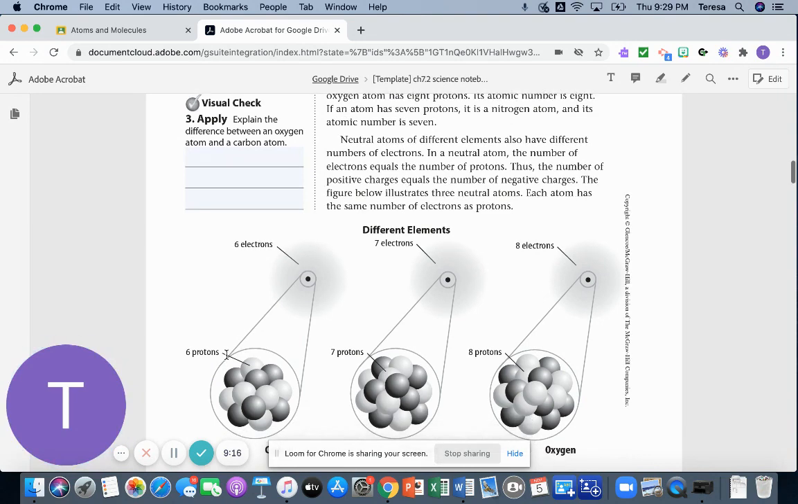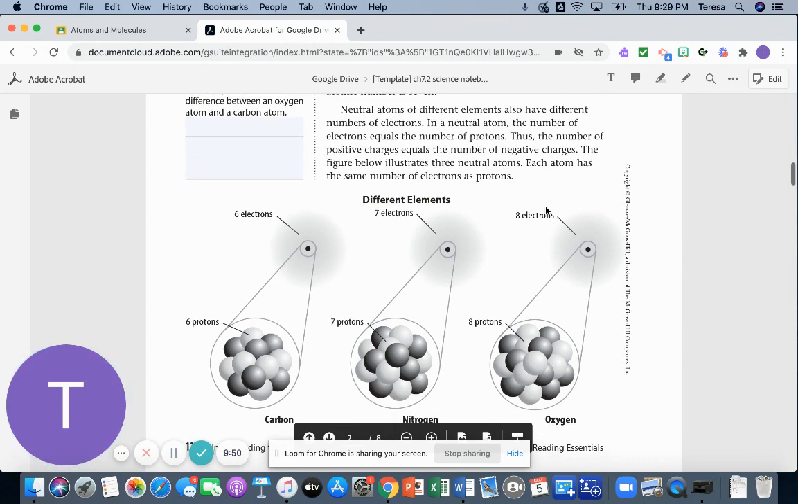Then we're moving along to talk about neutral atoms. Neutral atoms of different elements also have different numbers of electrons. In a neutral atom, the number of electrons equals the number of protons. That's super important. Thus, the number of positive charges equals the number of negative charges. Protons are positively charged, electrons are negatively charged. So if the number of electrons and protons is equal, those charges will be equal.